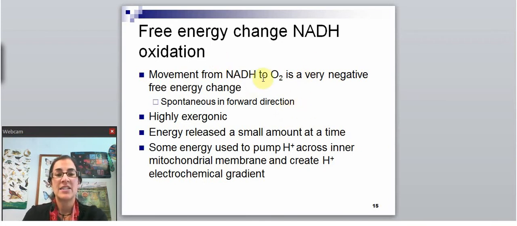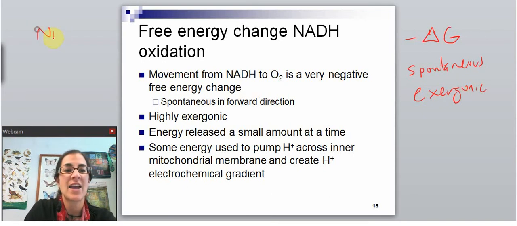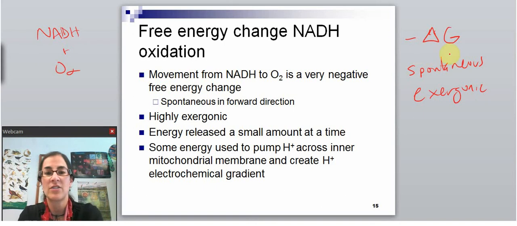So I said that NADH starts it all by donating its electrons, but oxygen is down at the bottom of this process waiting to catch electrons, or you can also think of it as oxygen pulling electrons down the chain. The reason why this is pulling electrons down the chain is because this is a very high negative free energy change. So remember, negative free energy, that means it's a spontaneous process and it's exergonic. So the reaction of NADH and O2 is a very highly exergonic reaction.